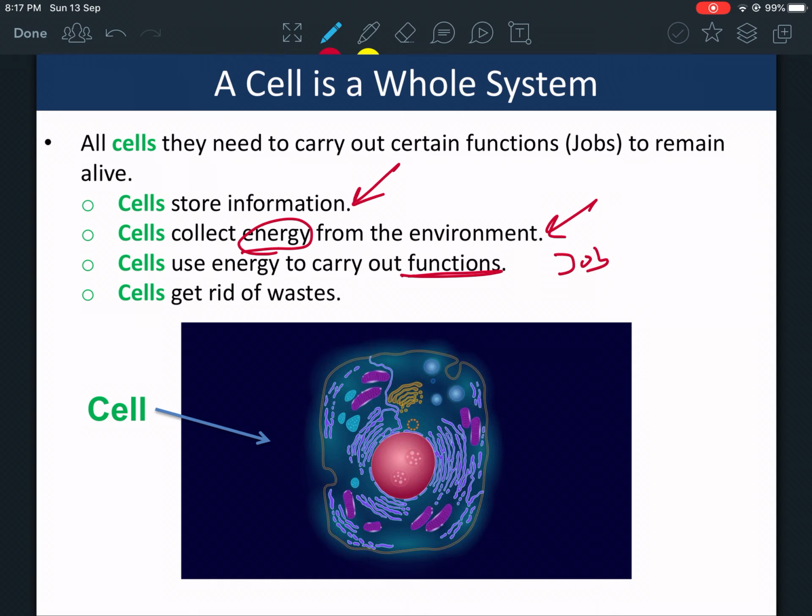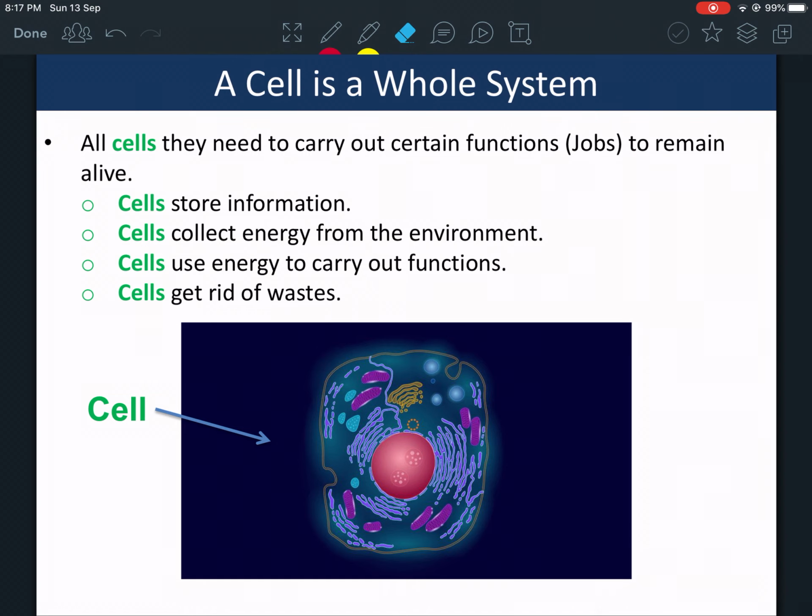If you don't eat food, you're not able to live, you're not able to move around, you're not able to do anything. So you need energy. Where do you get energy? From food. Same thing, the cell gets energy from around it in order to perform jobs. Cells get rid of waste. You know how you go to the bathroom and you get rid of waste? Cells also get rid of waste. So cells have jobs.